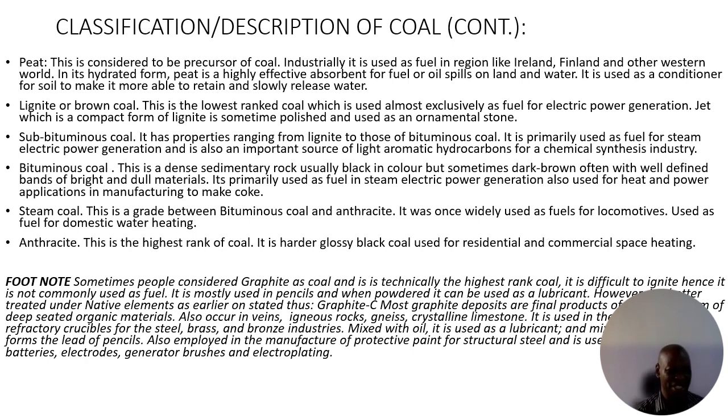Sub-bituminous coal has properties ranging from those of lignite to those of bituminous coal. Its primary use is as fuel for steam and electric power generation, and it's also an important source of light aromatic hydrocarbons for the chemical synthesis industry. Bituminous coal is a dense sedimentary rock, usually black in color, but sometimes dark brown, often with well-defined bands of bright and dull material. Its primary use is as fuel for steam electric power generation, and also for heat and power applications and manufacturing to make coke.